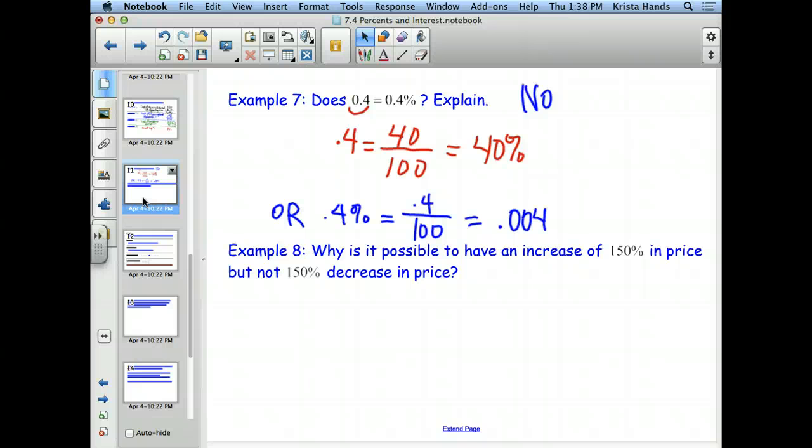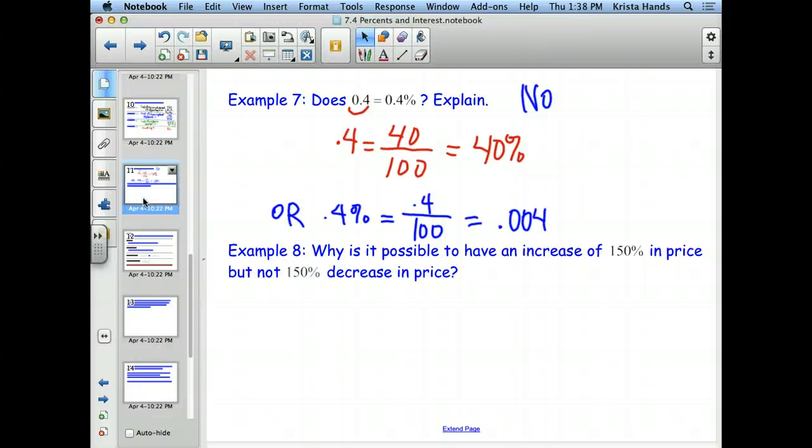Last one of these type, I should say. Why is it possible to have an increase of 150% in price, but not a decrease of 150% in price? You'd be paying people to take it. Yeah. Basically. Paying for their service.